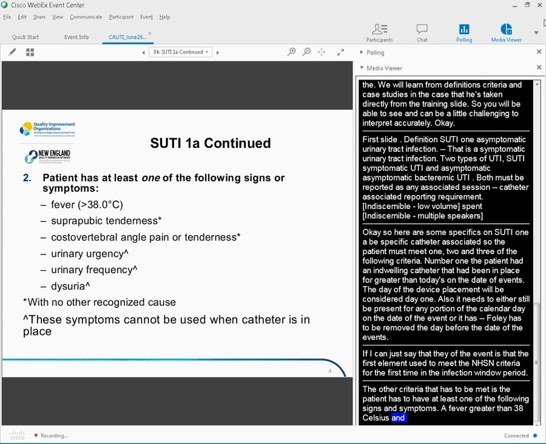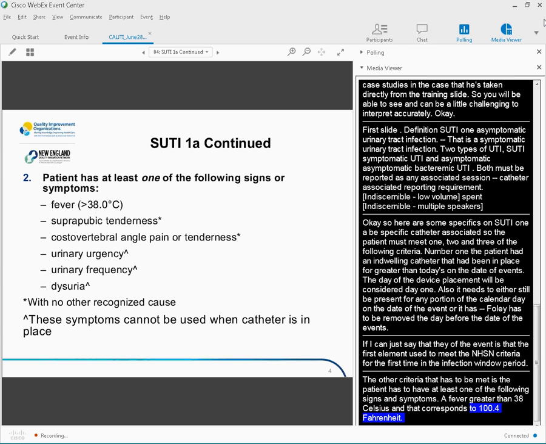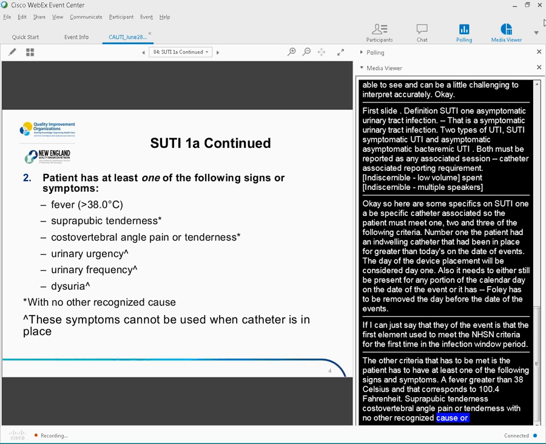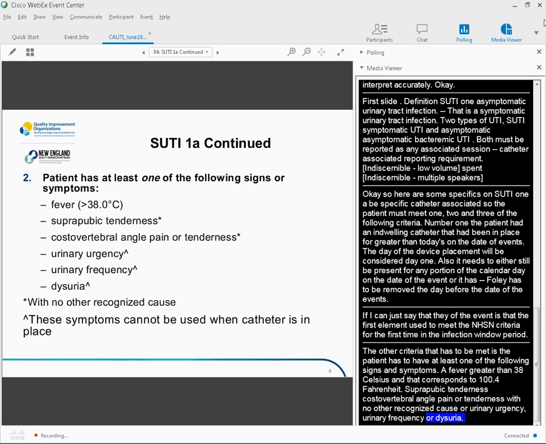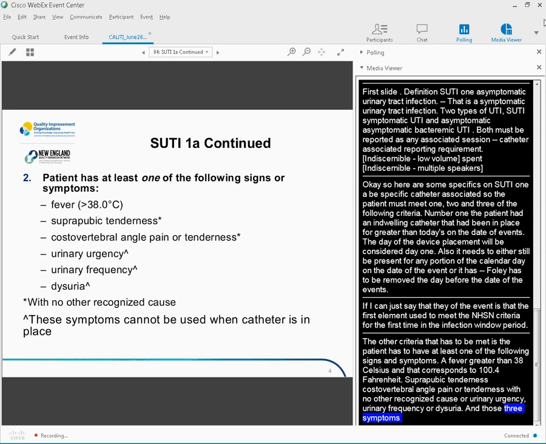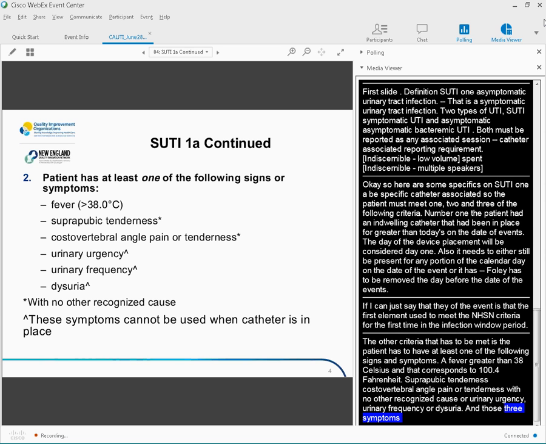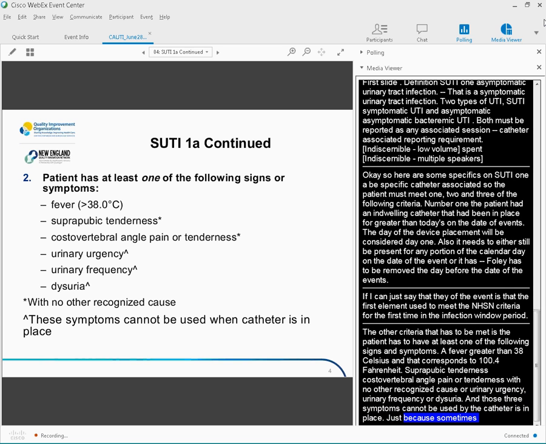Suprapubic tenderness, costovertebral angle pain or tenderness, and those two are with no other recognized cause, or urinary urgency, urinary frequency, or dysuria. And those 3 symptoms cannot be used when the catheter is in place, just because sometimes the catheter can cause those symptoms just by its mere presence.